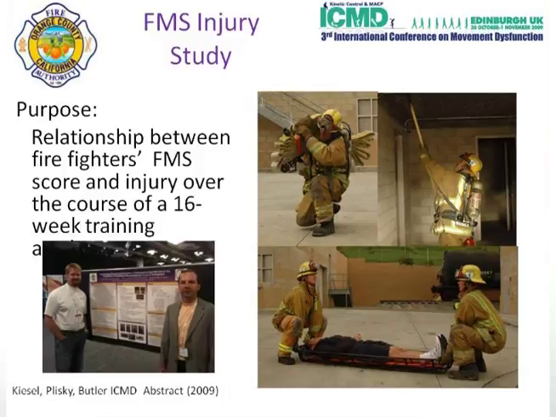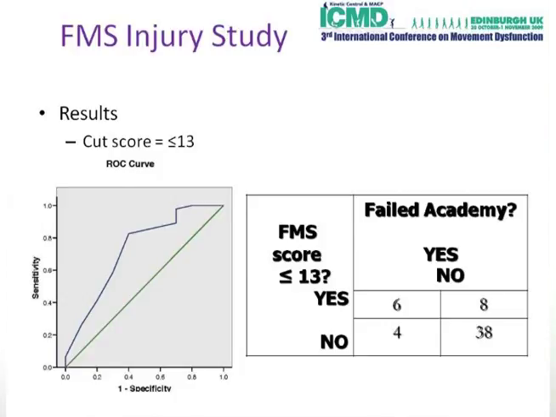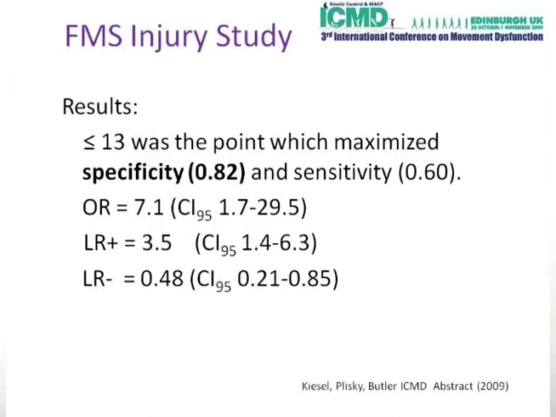Another data set we have is from firefighters, a changing population. This looked at their movement screen score going into a 16-week training program, their academy program. We screened all the folks going into this program, and we did the same procedure, applying that receiver-operator characteristic curve. We found a very similar result. In the firefighters, 13 was the cut point on the movement screen score to rule in injury. Again, below the threshold was highly specific, 0.82 for ruling in injury. In this case, the odds ratio was about 7, but with a wide confidence interval and smaller sample size. So again, good pilot data for us to move forward with some larger studies.